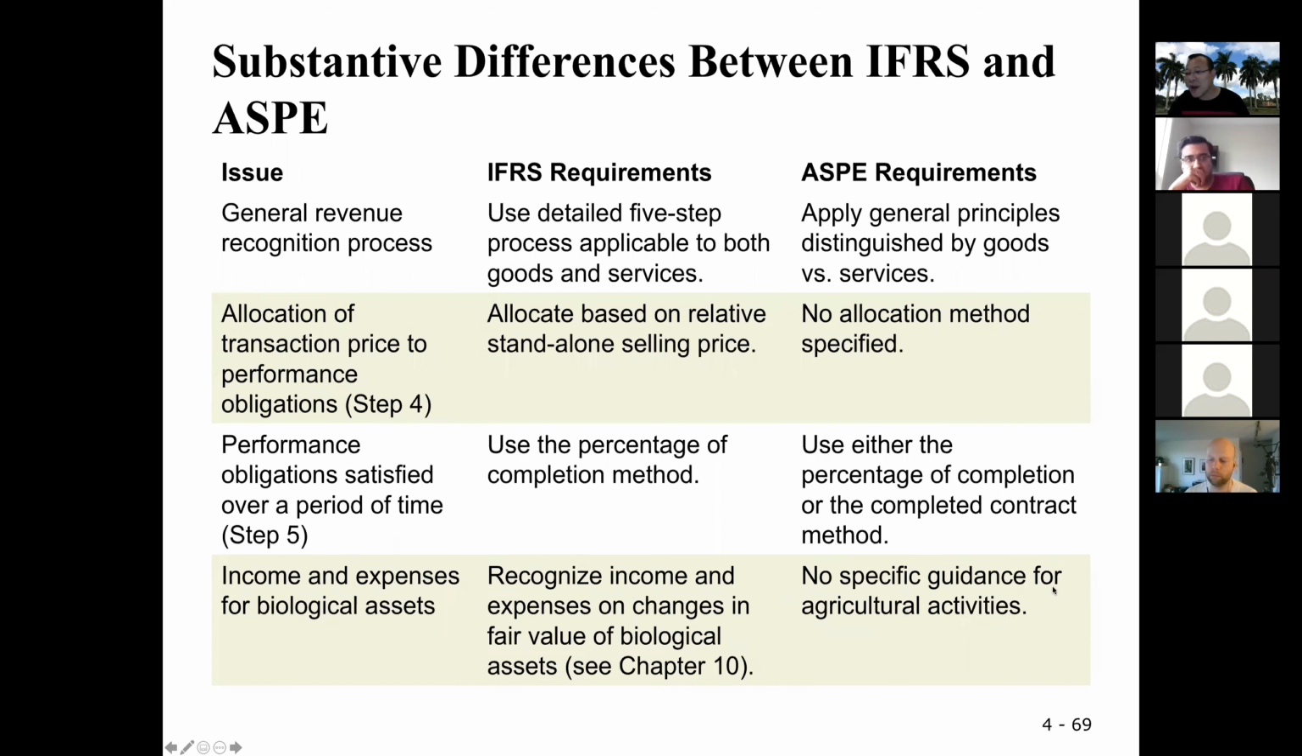You can see they're quite different. IFRS is more restrictive, and ASPE is more open.